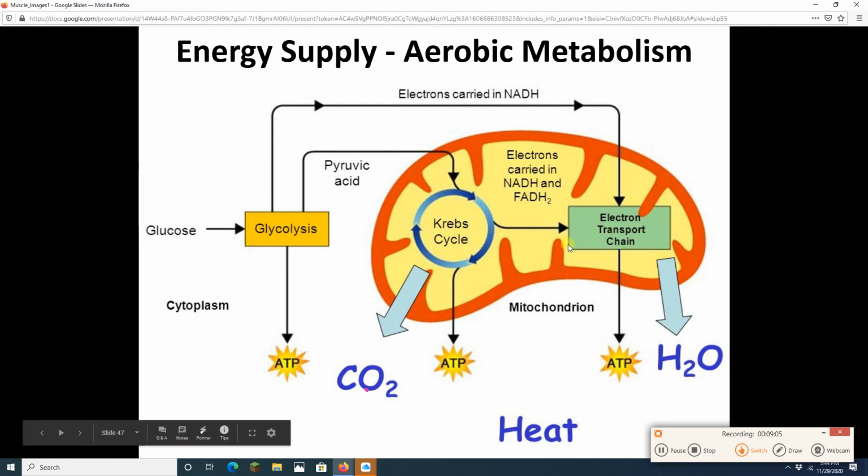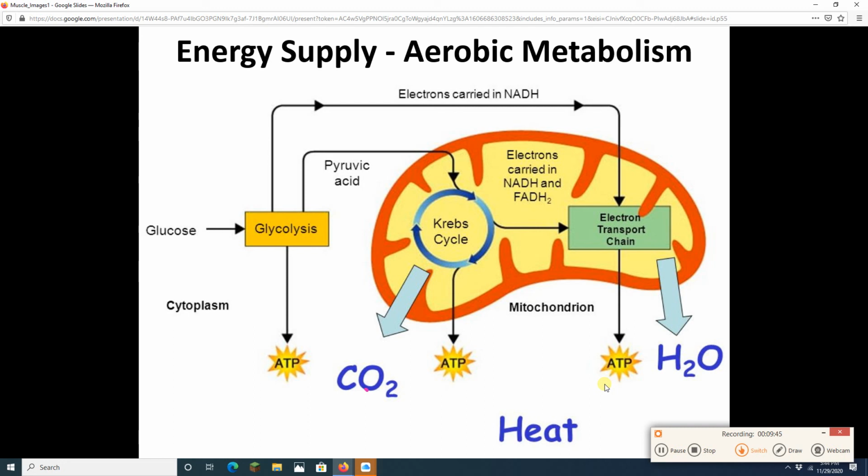There's another component called the electron transport chain that we're going to use as well in our mitochondria. We're going to make a lot of ATP from it as well, usually around 32 ATP per molecule of glucose. So we're also going to make CO2, water, and heat as a consequence of this. So aerobic metabolism is going to take place in your mitochondria. We're using the pyruvate made from glycolysis as well as the NADH, and we're using the Krebs cycle and electron transport chain to make a lot of ATP and also to make CO2, heat, and water.